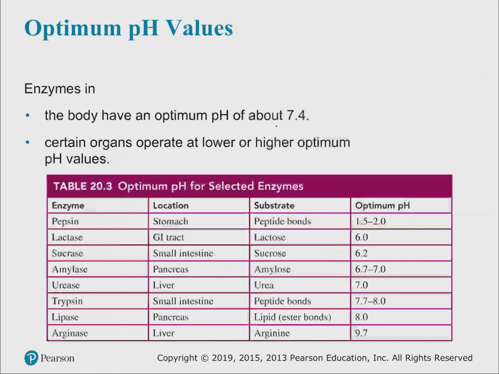Enzymes in our body have about a 7.4 optimum pH range. Here are some others. Pepsin, you can see here, has an optimum of 1.5 to 2. Lactase in our GI tract, where it's still a little acidic, is around 6, and 6 to 7 for amylase. Our mouth contains amylase, our mouths probably being closer to the 7 side. There is amylase, again, in our small intestine, where it's a little more acidic. Lipase in our pancreas is around 8, and arginase in our liver is 9.7, just to name a few. Different ranges.